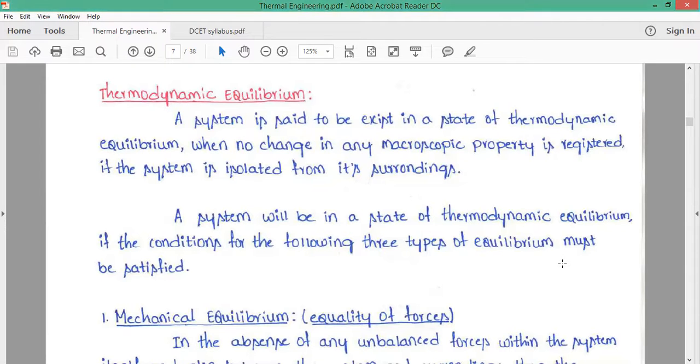When can we say there is no change in any macroscopic property? Yes, if and only if the three other types of equilibriums are satisfied. First one is mechanical equilibrium. There is equality of forces. There is no unbalanced force within the system. That can be called mechanical equilibrium. If there is no change in chemical composition, that is equality of composition, that is called chemical equilibrium.